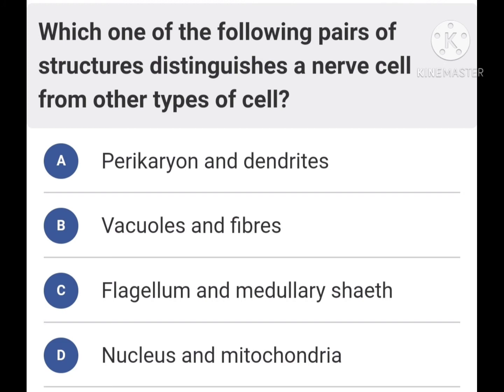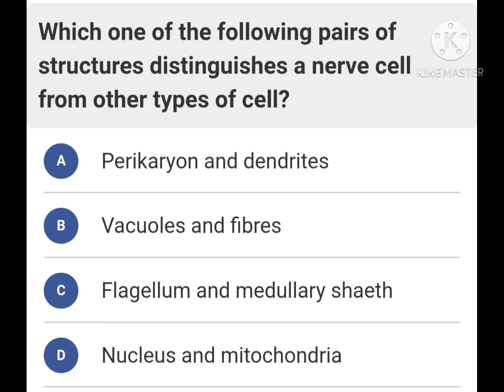Which one of the following pair of structures distinguishes a nerve cell from the other types of cells? Option A, perikaryon and dendrites. Option B, vacuoles and fibers. Option C, flagellum and medullary sheath. Option D, nucleus and mitochondria.